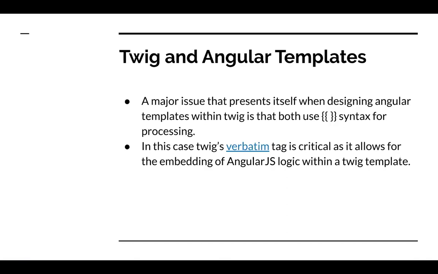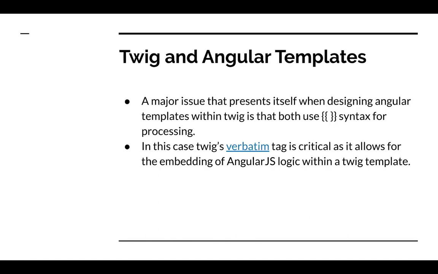Like I had mentioned before, a major issue that presents itself when we're designing an AngularJS template within a Drupal theme is that Twig itself and Angular both use the curly bracket syntax for processing. This is why the verbatim tag is critical, as it allows for the embedding of it within a Twig template, because the verbatim tag will ignore any templating done within that tag. That way we're able to let Twig do its thing while Angular runs on top of it.